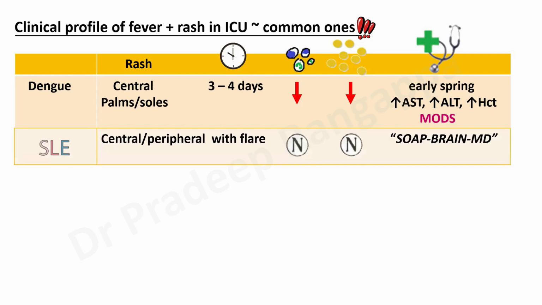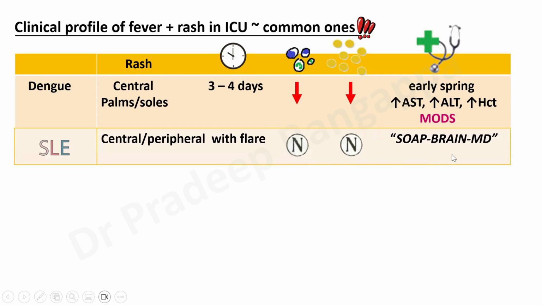SLE, when it happens as a flare, the rash is usually present in central or in peripheral, and it occurs with flare. Whenever there is an exacerbation, that's when the skin rash happens. Leukocytes can be normal and platelets also can be normal. In SLE, one has to look at other system involvement, and we look at SOAP BRAIN MD.